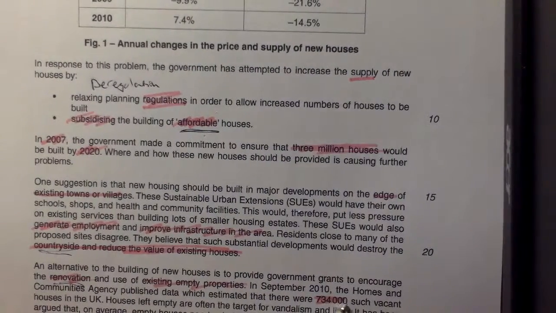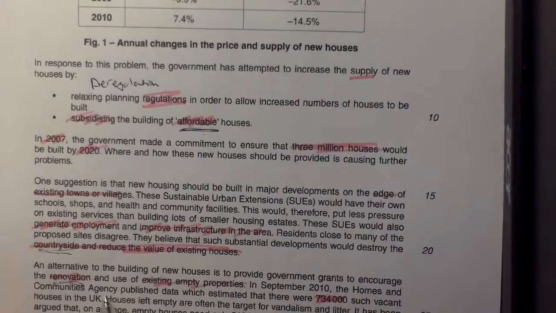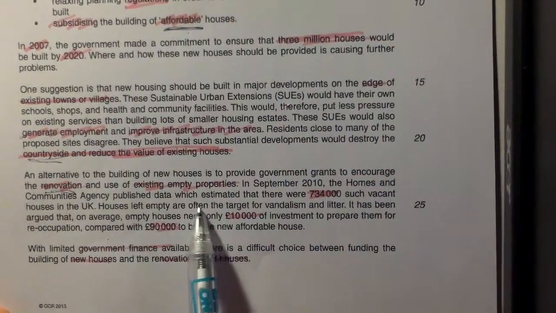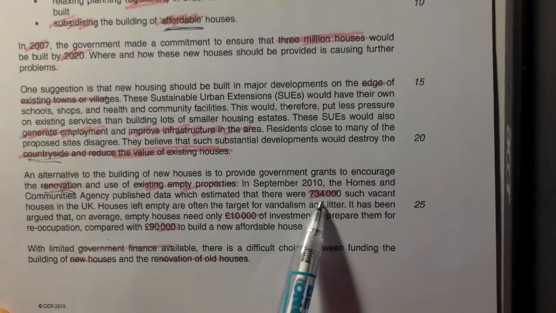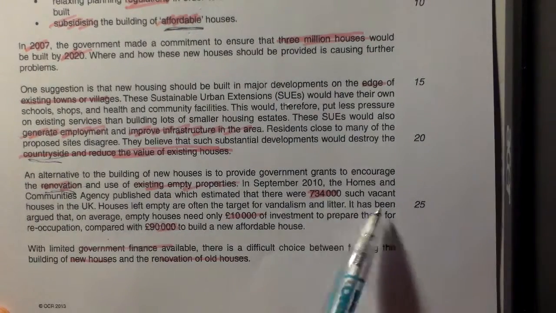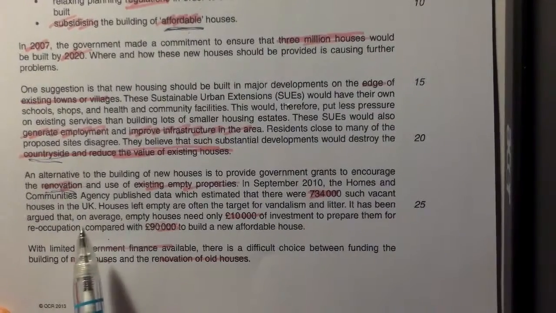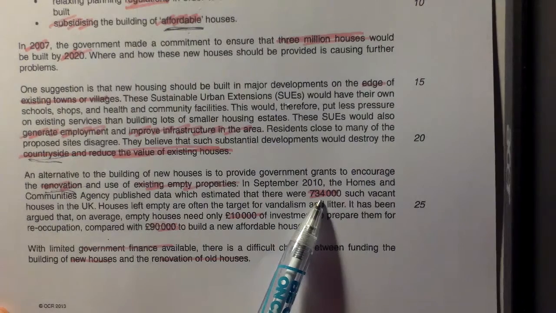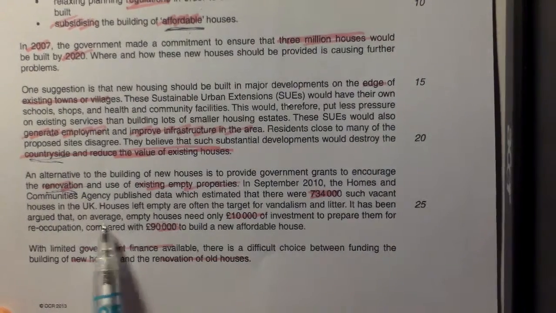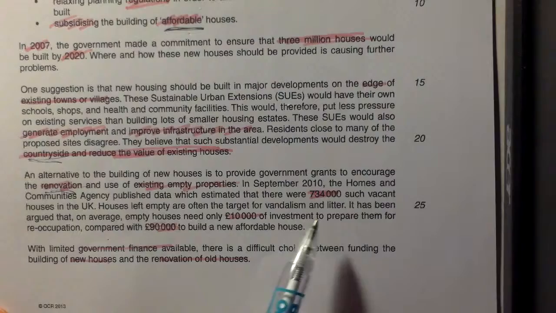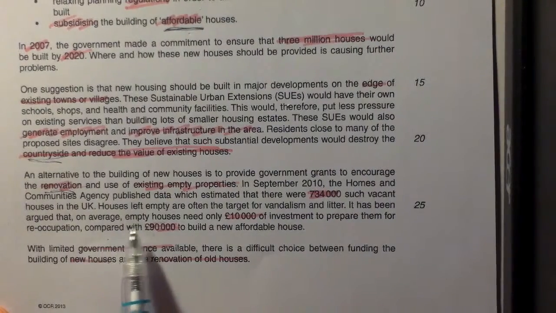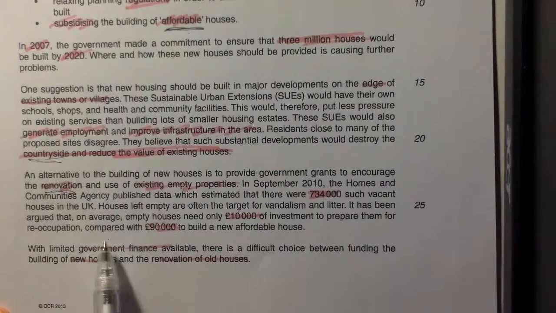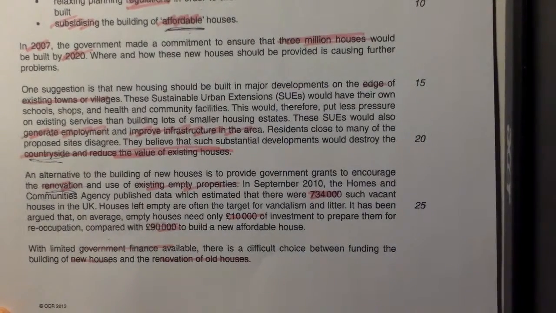In September 2010, the Homes and Communities Agency published data which estimated that there were 734,000 such vacant houses in the UK. So there's a large amount of vacant houses that could increase or meet the demand through increased supply. Houses left empty are often the target for vandalism and litter. It has been argued that on average empty houses need only £10,000 of investment to repair them for reoccupation, compared with 90,000 to build new affordable homes.